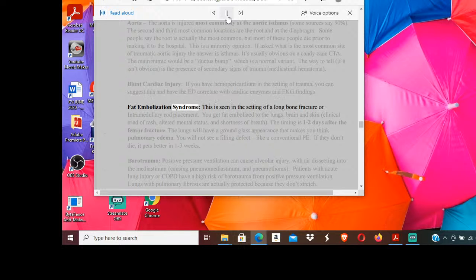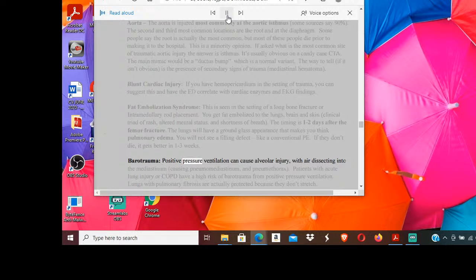Fat embolization syndrome. This is seen in the setting of a long bone fracture or intramedullary rod placement. You get fat embolized to the lungs, brain and skin, with a clinical triad of rash, altered mental status, and shortness of breath. The timing is 1 to 2 days after the femur fracture. The lungs will have a ground glass appearance that makes you think pulmonary edema. You will not see a filling defect like a conventional PE. If they don't die, it gets better in 1 to 3 weeks.